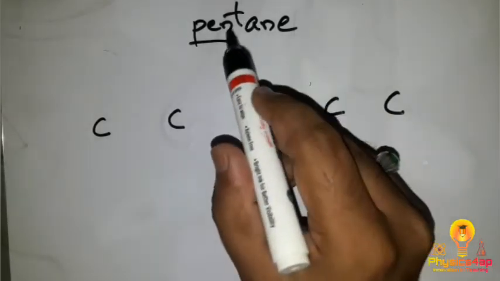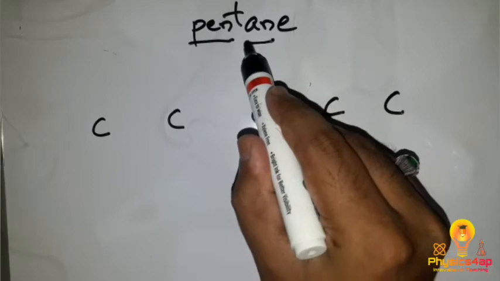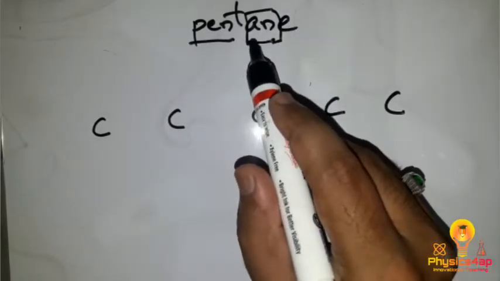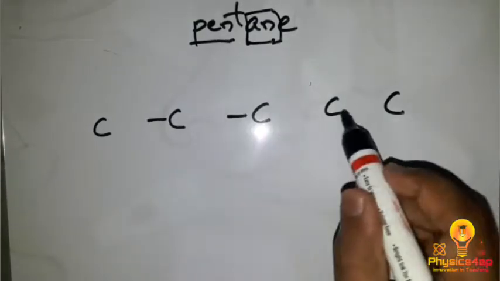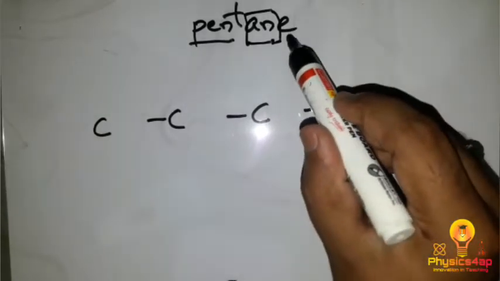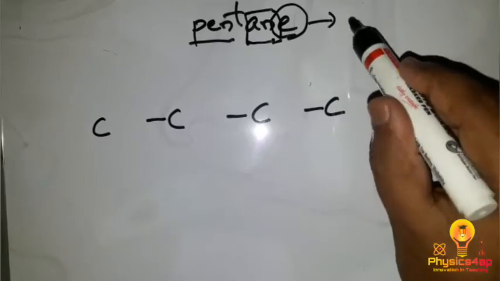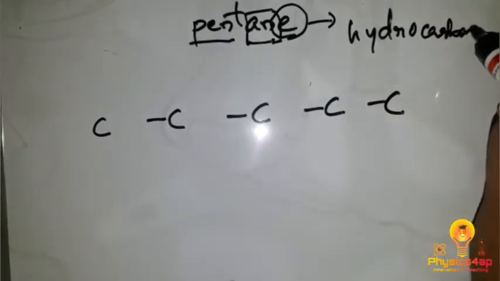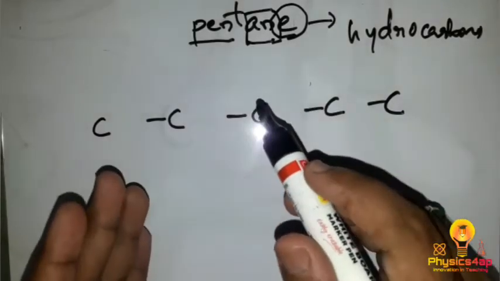After the root word, next see the bonds which are present. "An" is the single bond, so we have to draw the single bond between the carbons. Next comes the suffix. The suffix we have is E, which represents hydrocarbons. So we have to represent the hydrogens, H, over here.